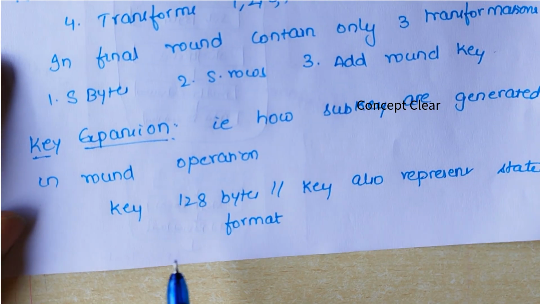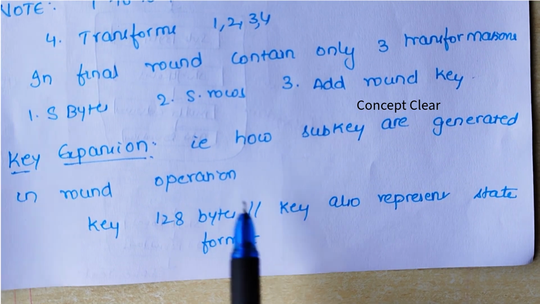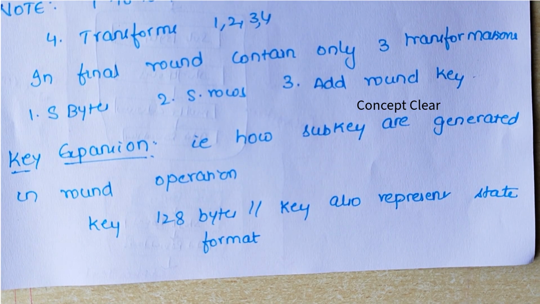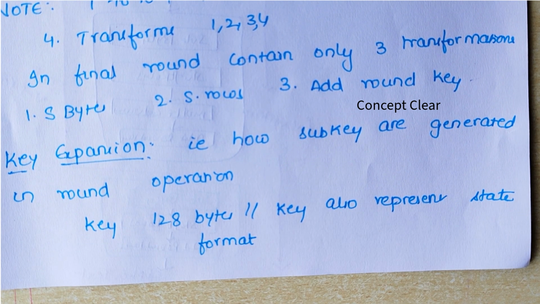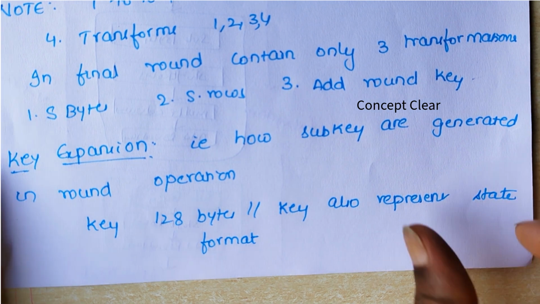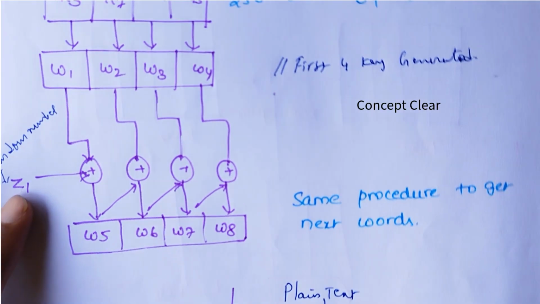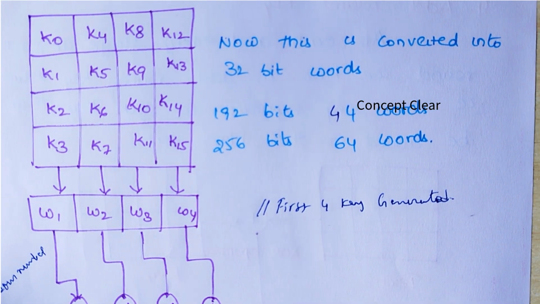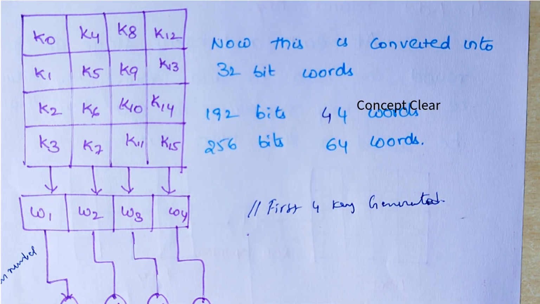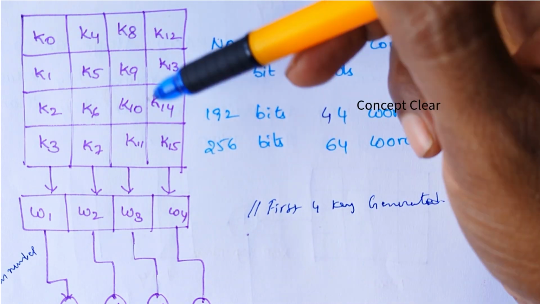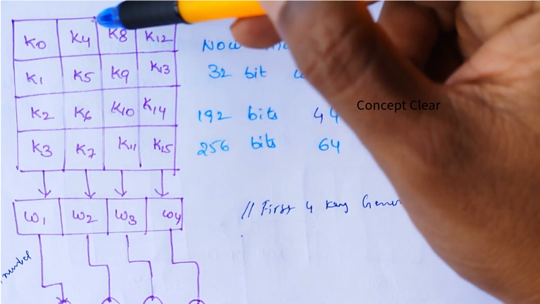Now, what is key expansion? Key expansion is nothing but how the sub keys are generated in round operations. These are very important. Here the key size is 128 bits, and the key is also represented in the state format. Assume this is the key. This is the main important diagram. The key is divided into 16 bytes, a 4 by 4 matrix.